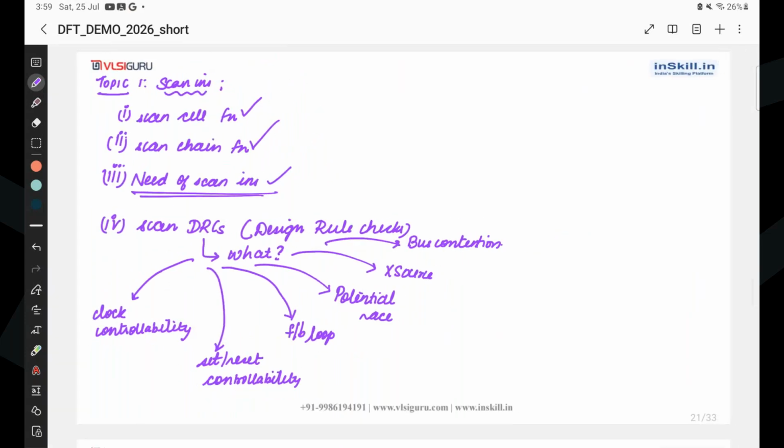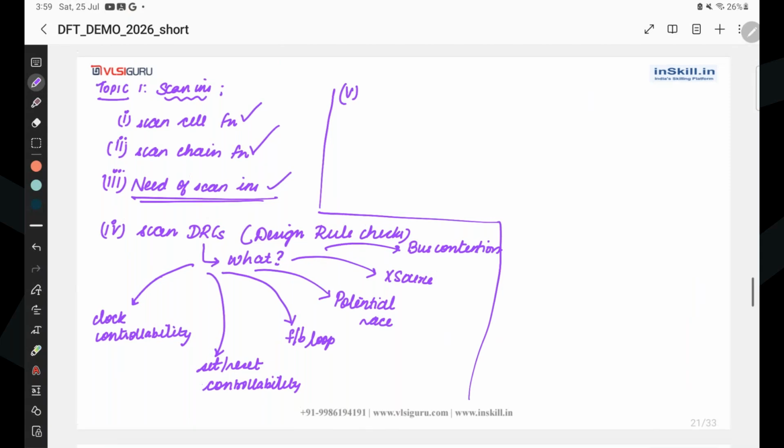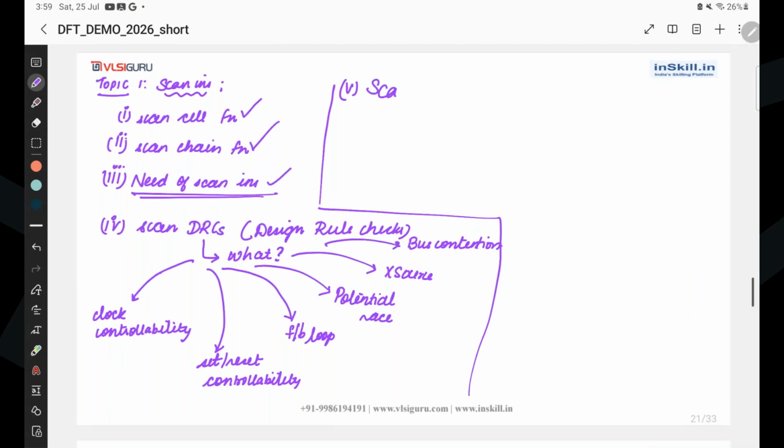And then we will be understanding something called scan chain balancing. We will be understanding scan chain balancing.